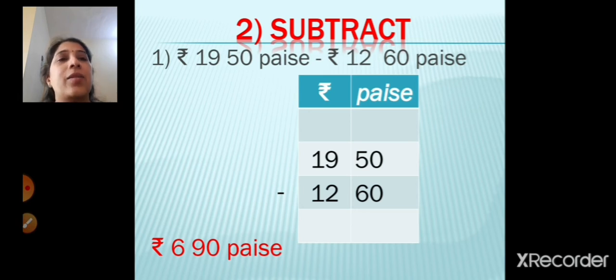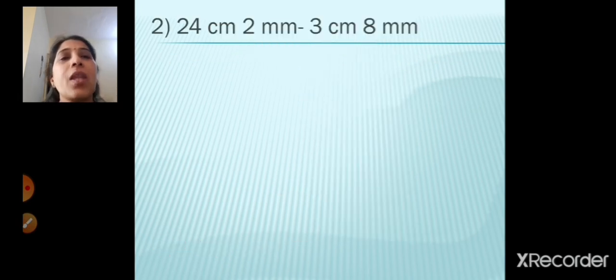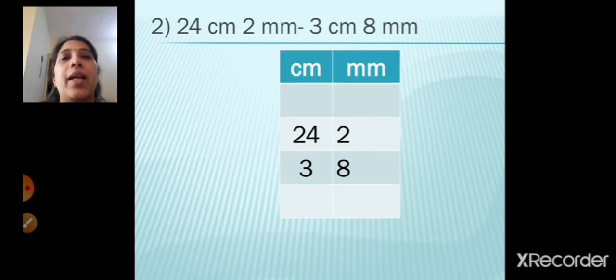Right, children? Let's move to the second one. 24 centimeter 2 millimeter minus 3 centimeter 8 millimeter. So what again we'll do? We'll again prepare two columns, centimeter and millimeter. So 24 centimeter we will write in the centimeter column as 24, and 2 millimeter 2 we will write in the millimeter column, minus 3 centimeter. So 3 we will write in the centimeter column and 8 we will write in the millimeter column.